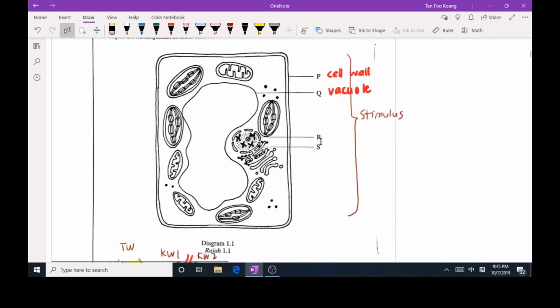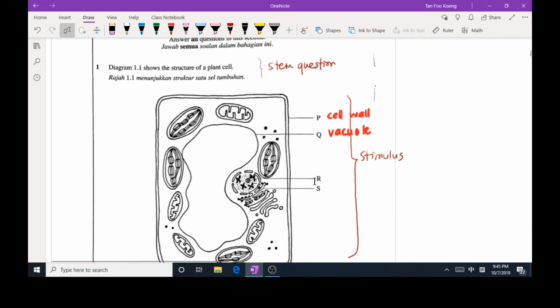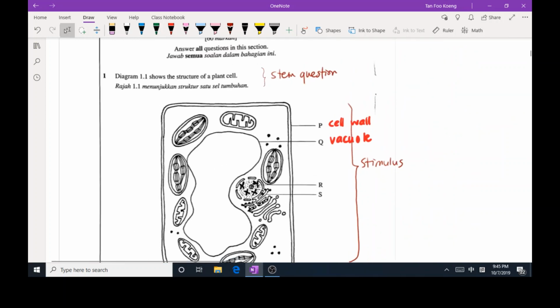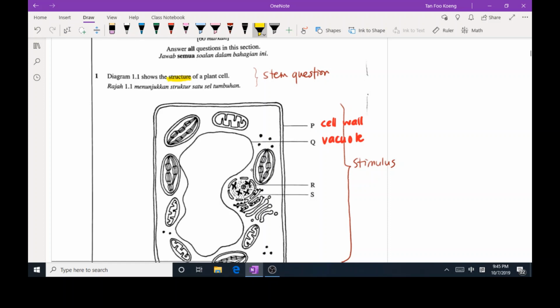Now what about R? If R is an organelle, so R refers to the nucleus. However, if you look at this diagram carefully, it is pointing to something inside, the darkened structure here. And then in the question itself, it is not even mentioned whether P, Q, R, S are organelles or not. So it's just structure. So we have to direct our answer specifically to that structure.